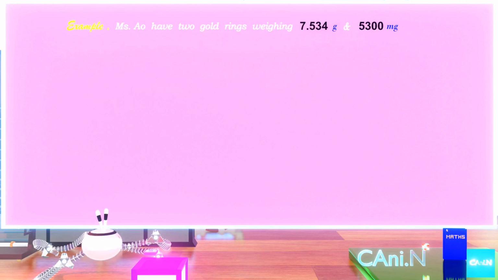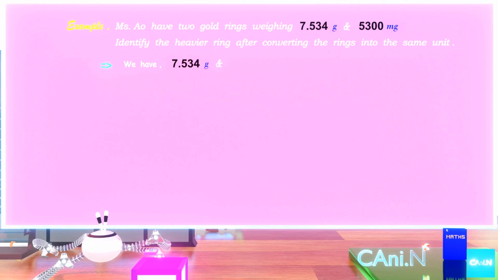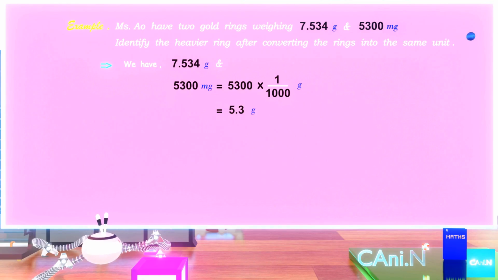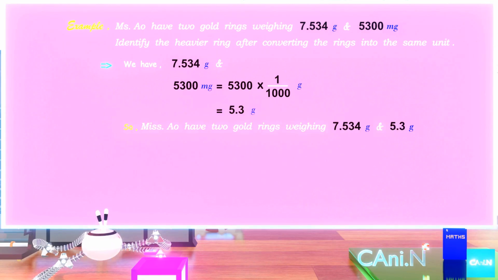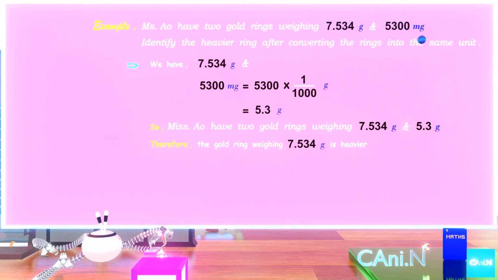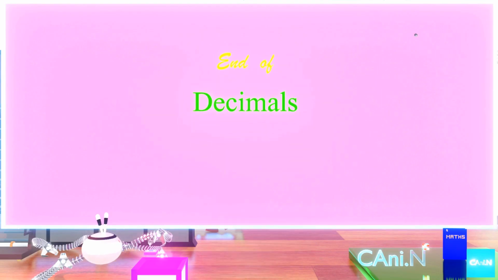Example. Miss Awo has two gold rings weighing 7.534 grams and 5,300 milligrams. Identify the heavier ring after converting the rings into the same unit. We have 7.534 grams and 5,300 milligrams equals 5,300 into 1 by 1,000 grams equals 5.3 grams. So Miss Awo has two gold rings weighing 7.534 grams and 5.3 grams. Therefore, the gold ring weighing 7.534 grams is heavier. This ends our topic on decimals.